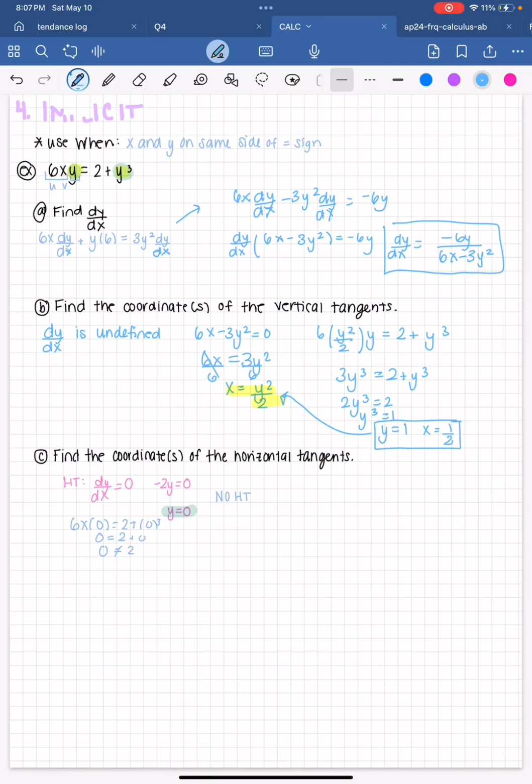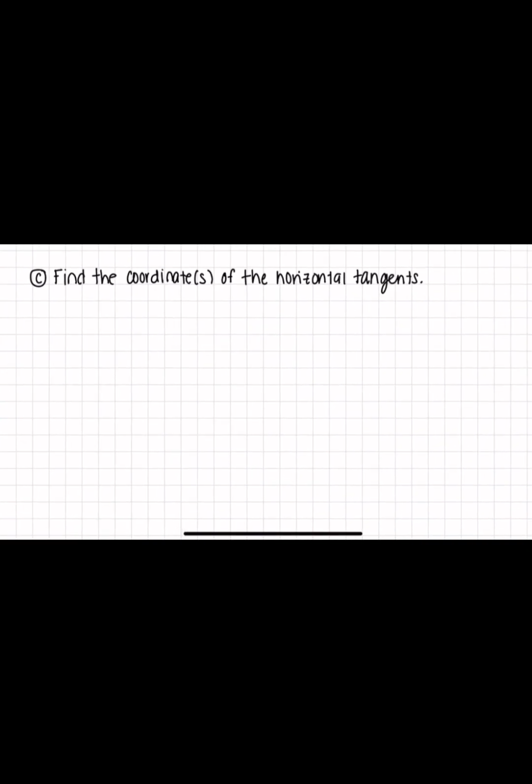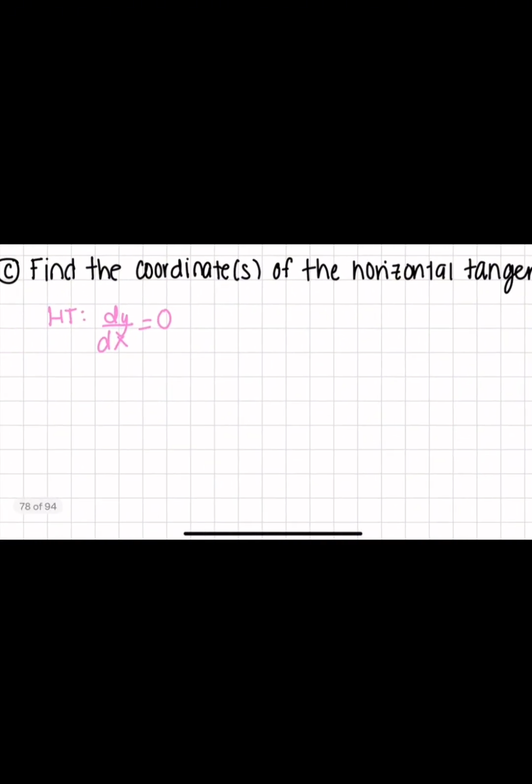Done. Let's do this process now to find the coordinates of the horizontal tangent. All right, so a horizontal tangent is when the derivative is equal to 0. So dy dx is equal to 0. So we have my derivative up here. Let's set the top equal to 0. Because when you're setting dy dx equals 0, you're just setting the numerator equals 0. All right, this one's really nice because we're able to just solve for y.